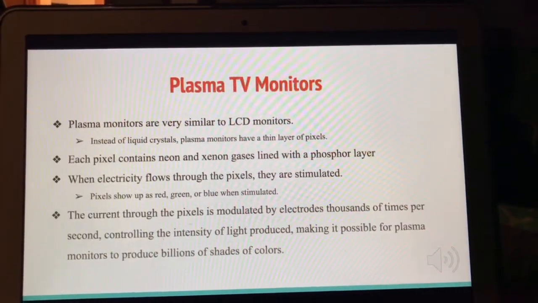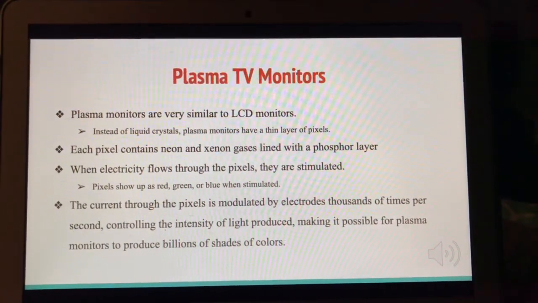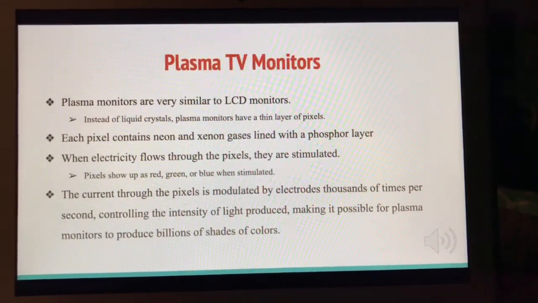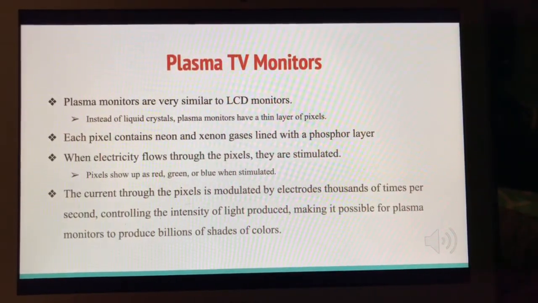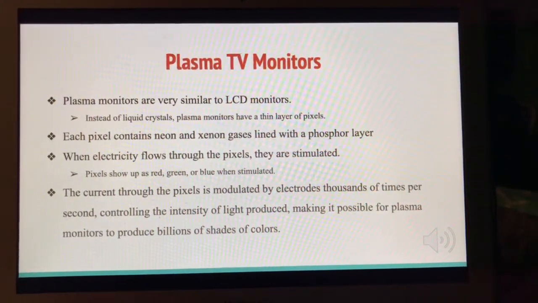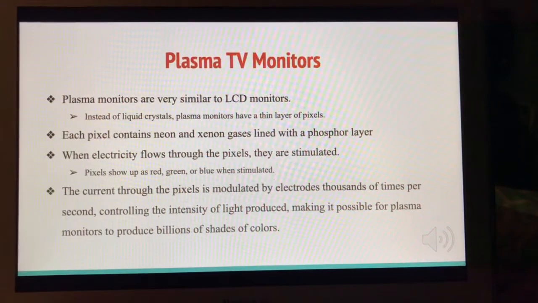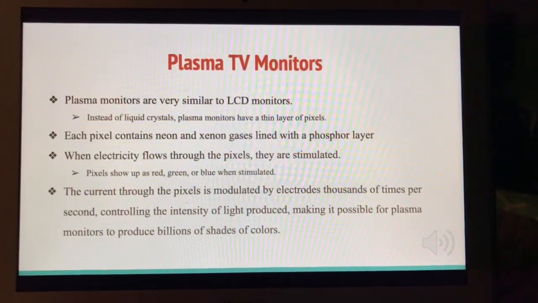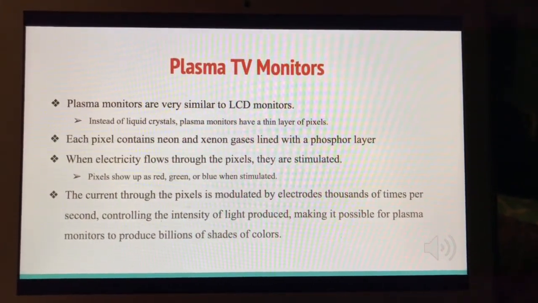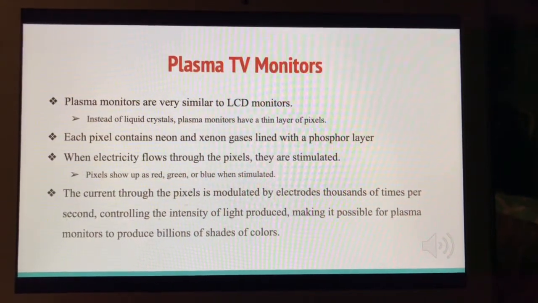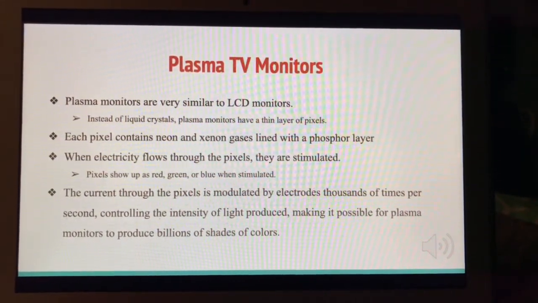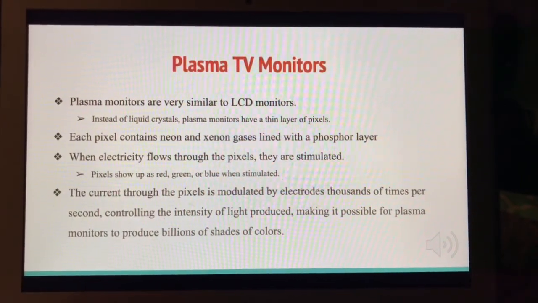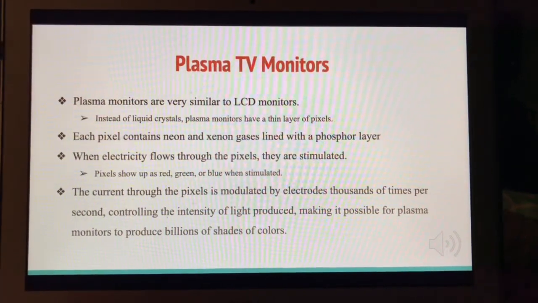Plasma TV monitors. Plasma monitors are very similar to LCD monitors. Instead of liquid crystals, plasma monitors have a thin layer of pixels. Each pixel contains neon and xenon gases lined with a phosphor layer. When electricity flows through pixels, they are stimulated. Pixels show up as red, green, or blue when they're stimulated. The current through the pixels is modulated by electrodes thousands of times per second, controlling the intensity of light produced, making it possible for plasma monitors to produce billions of shades of colors.